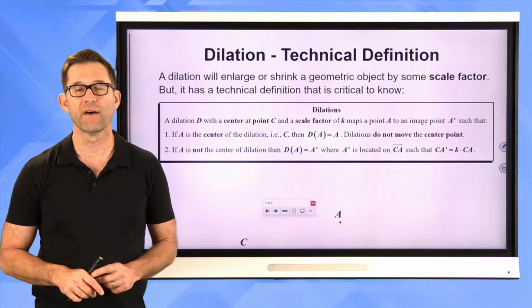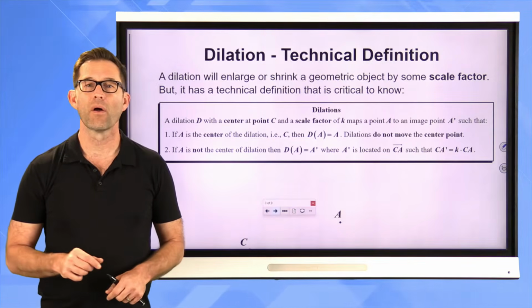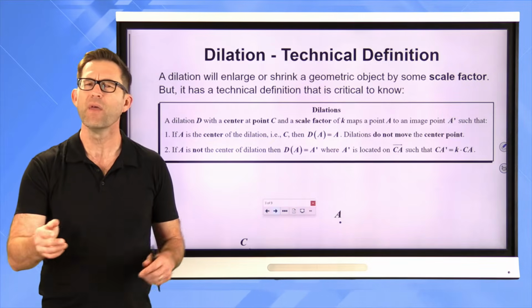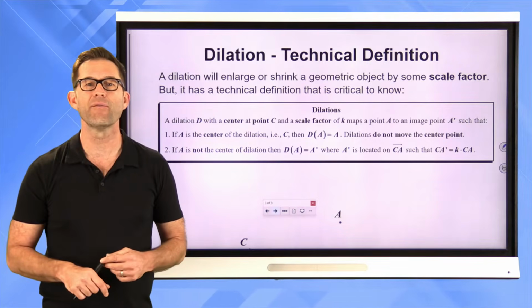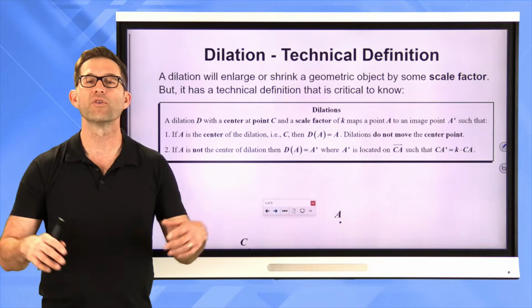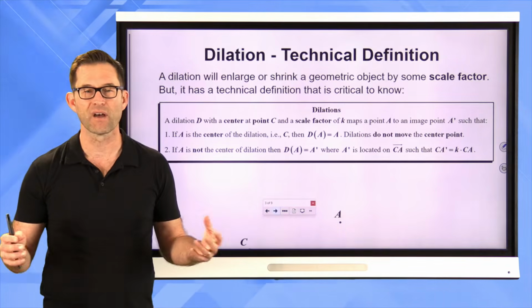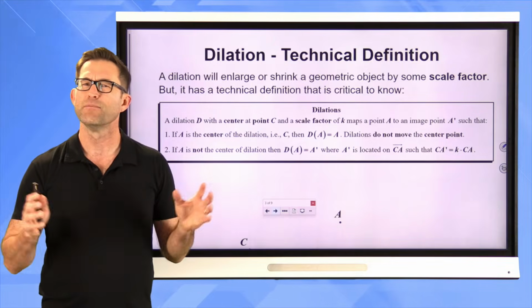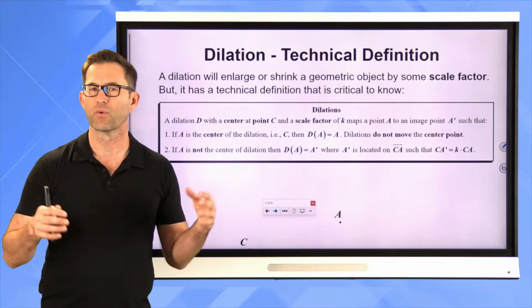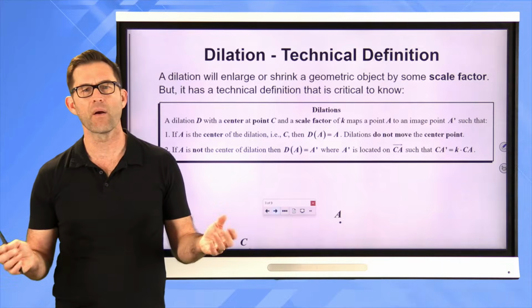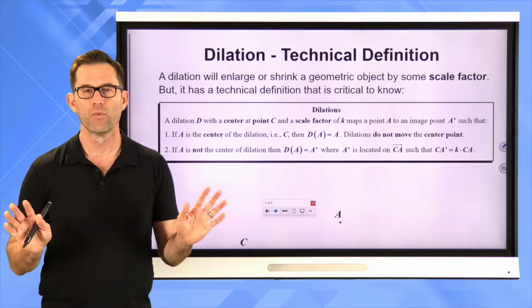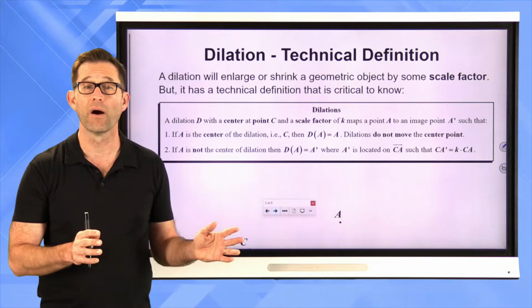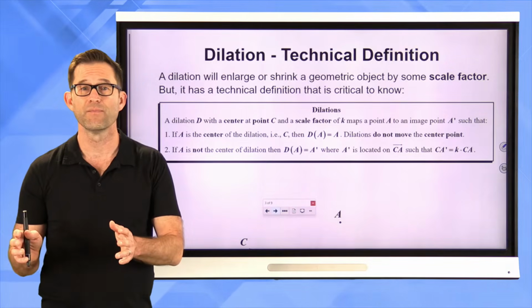Dilation, the technical definition. A dilation will enlarge or shrink a geometric object by some scale factor. And we can think about in that last problem, the scale factor was 2. In other words, we were doubling the lengths of all the sides. I hesitate to say that we were doubling the size of a figure because what does that exactly mean? Does it mean we're doubling the lengths of the sides, we're doubling the area? What does that mean? But really, we were scaling every side length so that it was twice as long as the original sides.